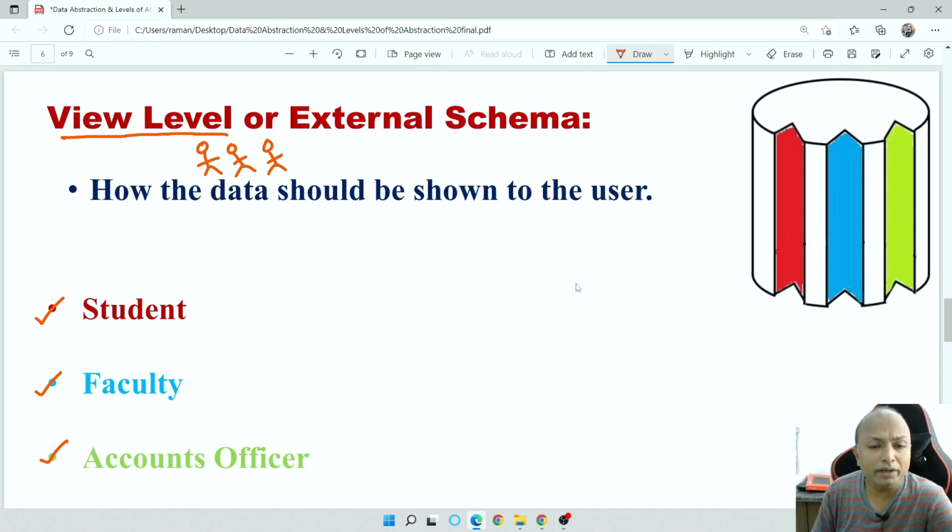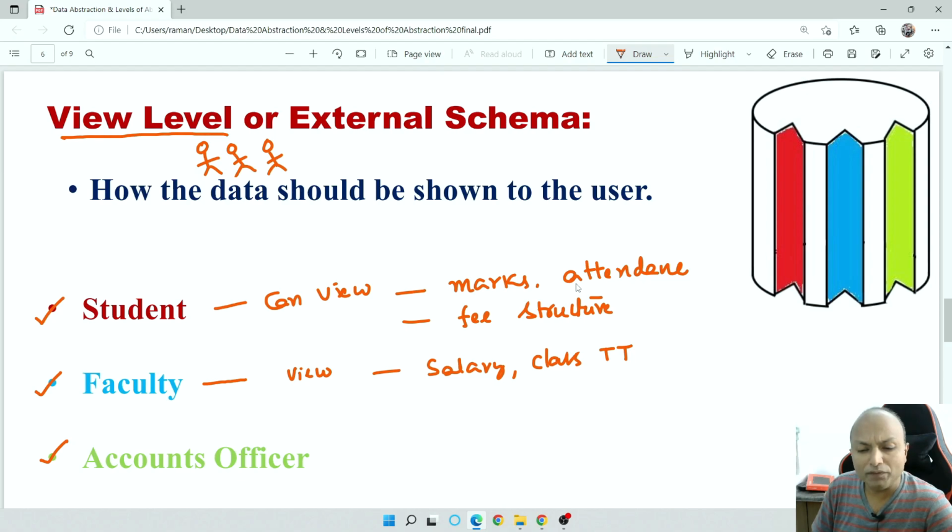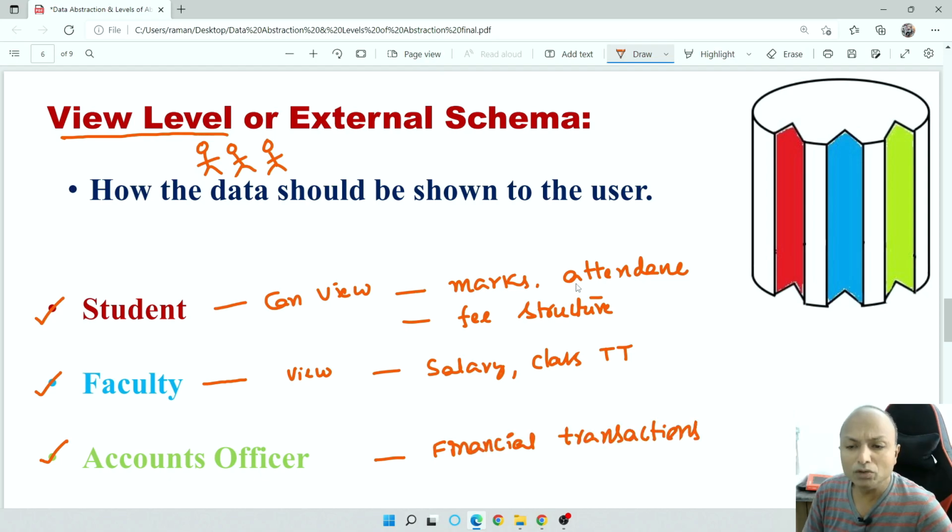Let us consider a student. He can view his marks, his attendance and his fee structure. Whereas the faculty can view his salary and his class timetable. Coming to the accounts officer, he can view all the financial transactions. So in this case, the students are not allowed to see the salary of the faculty, whereas the faculty is not allowed to see all the financial transactions of the university.